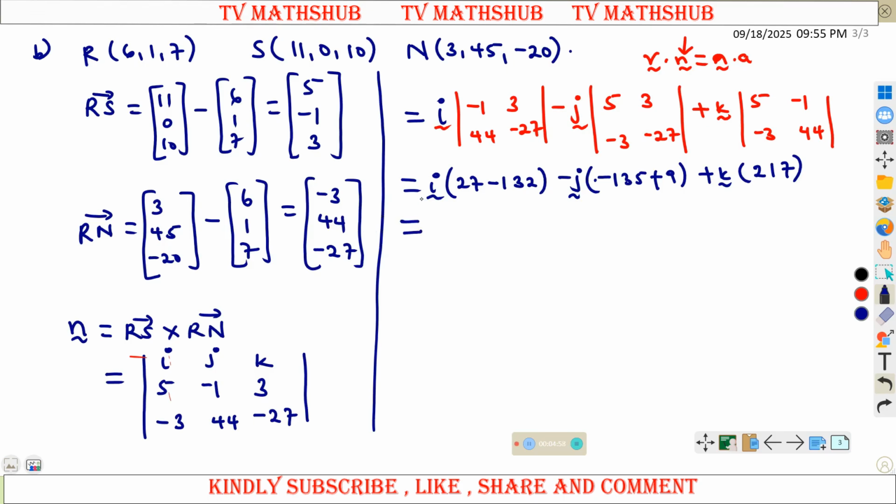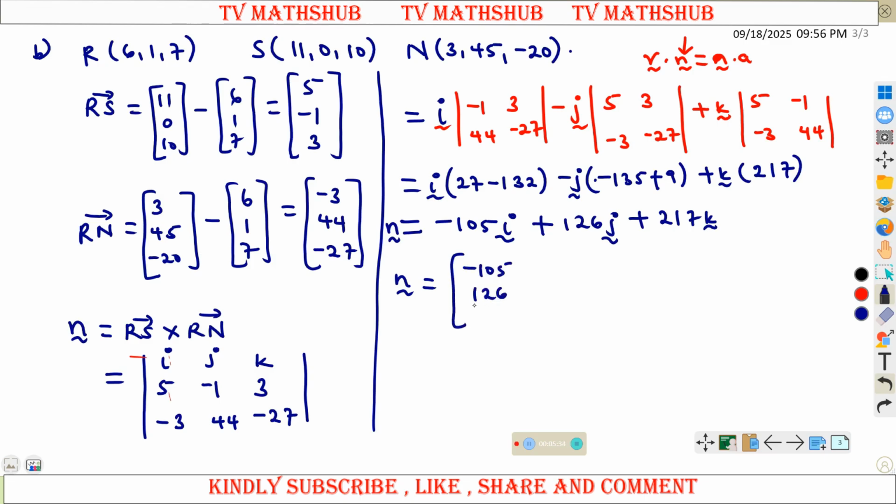And this will be able to give us i into, we shall be having -105i. This is minus minus, which will give us plus 126j, and this is already 217k. So this is what we shall get as our n. So this is our n, and for that we have our n as -105, 126, and 217.